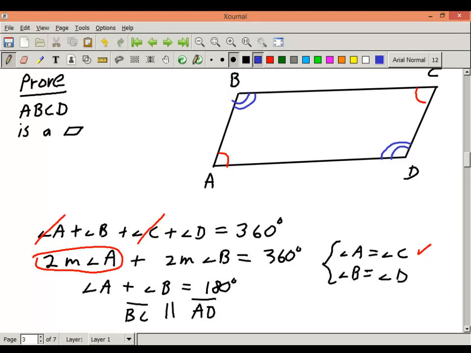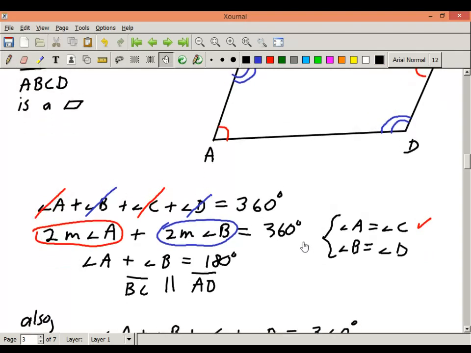And then since angles B and D are congruent, you can see from the diagram, that means these two right here can be wrapped into one term, 2 times the measure of angle B. Because angle B plus angle D would be the same as 2 times the measure of angle B, since B and D are congruent or equal. So I wrap those two terms into one right here.